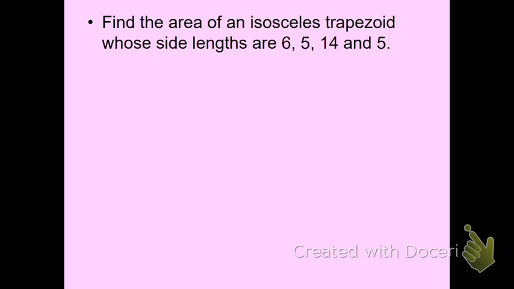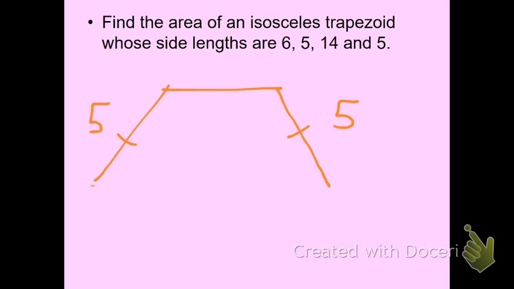So we have to find the area of an isosceles trapezoid. So that means it has two congruent legs. And the side lengths are 6, 5, 14, and 5. So I'm actually going to make this a little bigger here. So I know that the legs have to be 5 and 5 because it's isosceles, so the two sides that are equal are the legs. So this top base would be 6, and this bottom base would be 14.